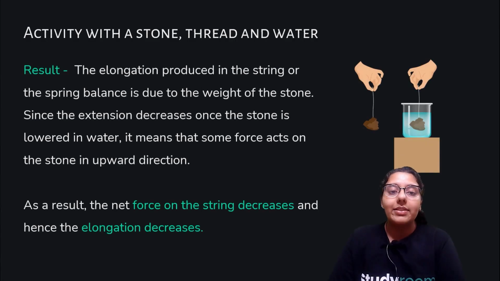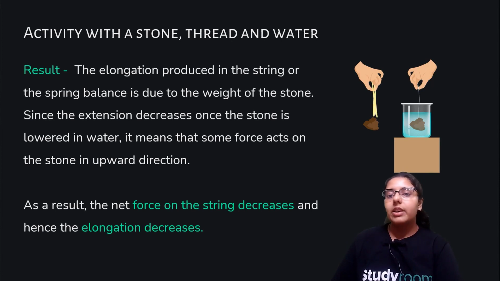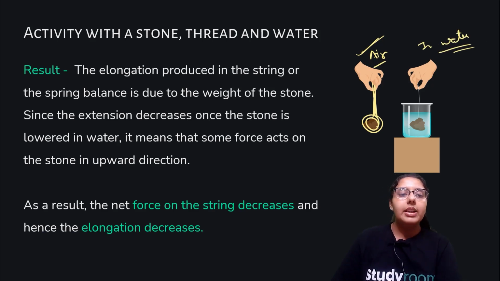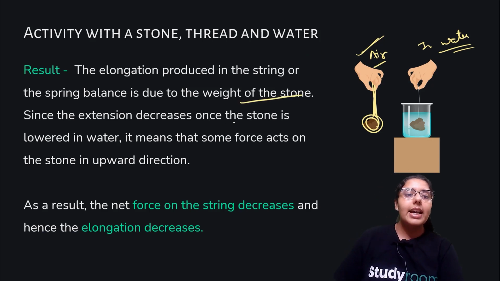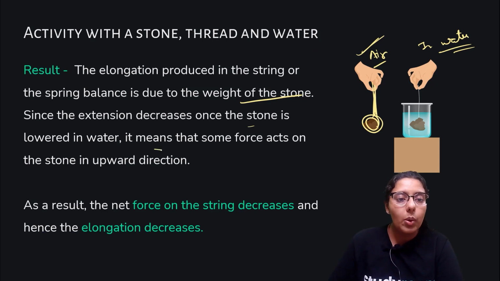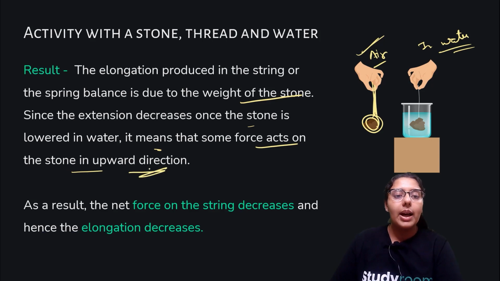So let's do an activity with a stone. We took a stone, we tied it with a thread, and firstly we just held it with our hand in air, and then we held it in our hand in water. And what is the result? What did we observe? That the elongation produced in the string or the spring balance is due to the weight of the stone. Since the extension decreases once the stone is lowered in water, it means that some force acts on the stone in the upward direction.